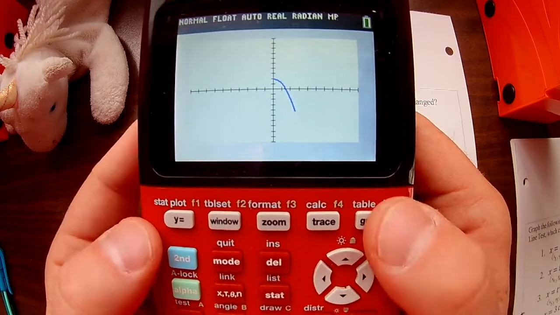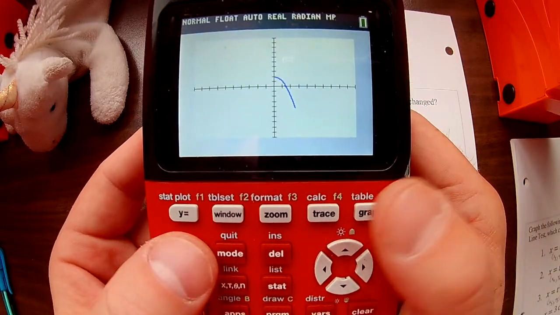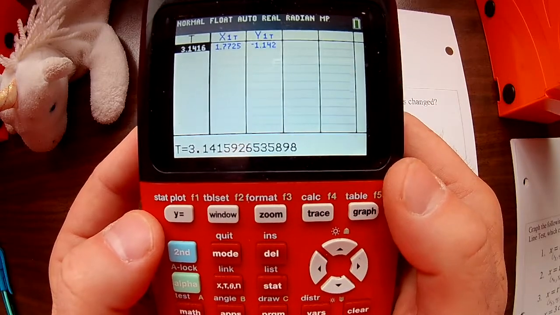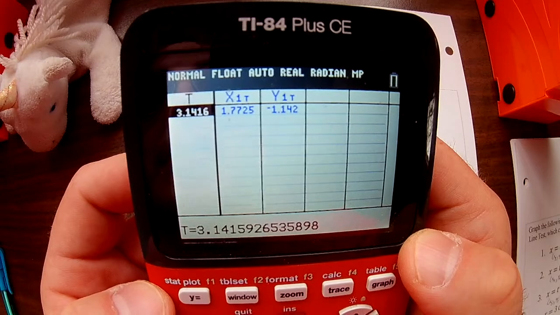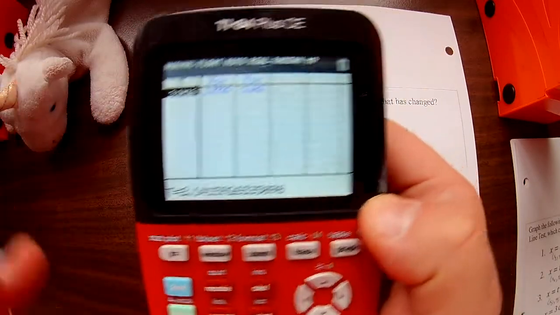We can go into graph. Nothing changes on that because it's just a graph. If we go into table, that's second graph. You can actually see it has the x value and the y value, and I've got my table still set to ask mode. All right, cool.